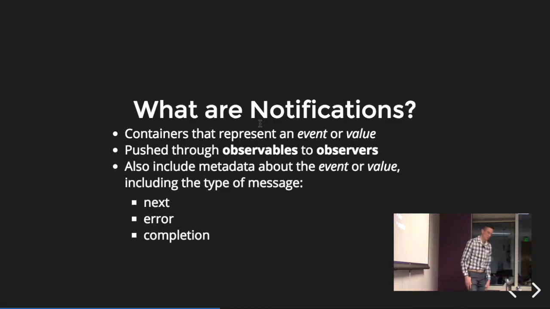Cool. So I mentioned notifications. So what are notifications? A notification is a class, right? If you look at the documentation, it's basically a container that wraps and represents that event or value that's going to be emitted. It's going to be pushed through the observable to all of its observers, right? It also includes some metadata about the event or value. It basically includes the type of message, whether it's a fulfilled message, which would be a next, whether it's an error that occurred, or whether it's a completion notification. So there are 3 different types of notifications that are going to come through.